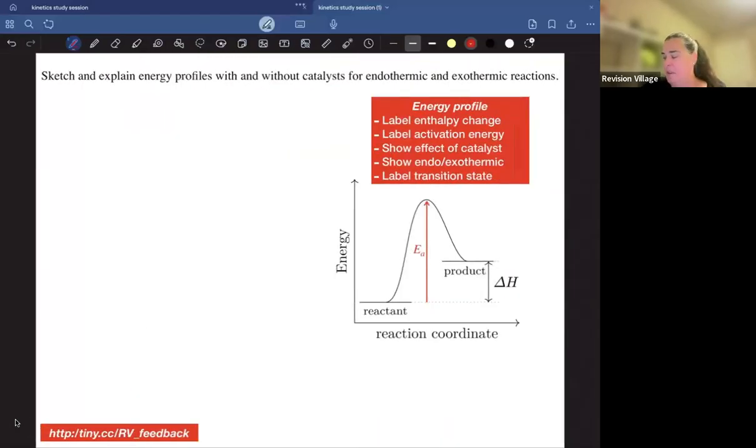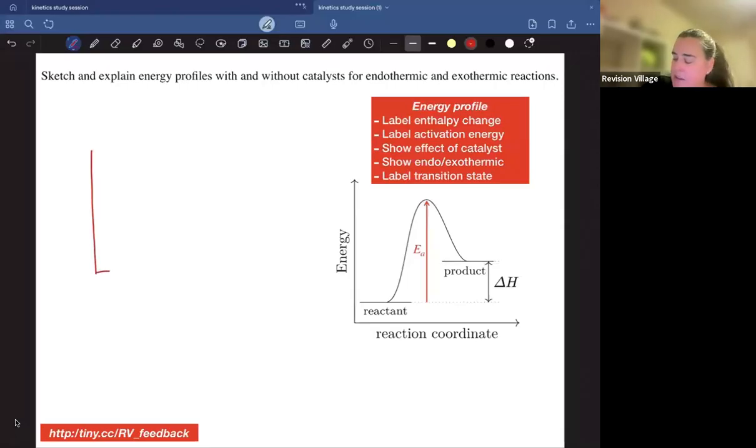So we already drew a little energy profile earlier, but just to make sure you know how to do all of this, we need to be able to draw it with a catalyst, without a catalyst, for endothermic and for exothermic, and to label everything. And so we discussed how the x-axis should be the reaction coordinate, the y-axis should be energy, and we showed that the reactants appear on the left and the products appear on the right.